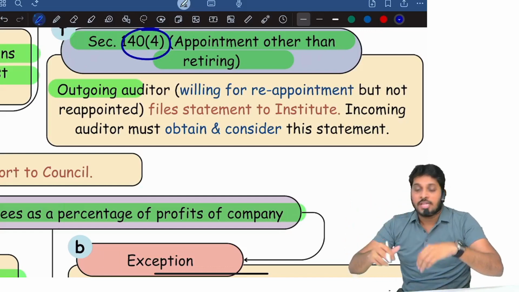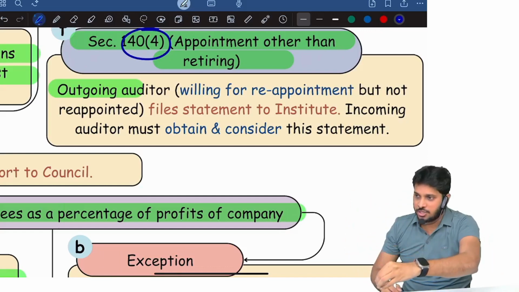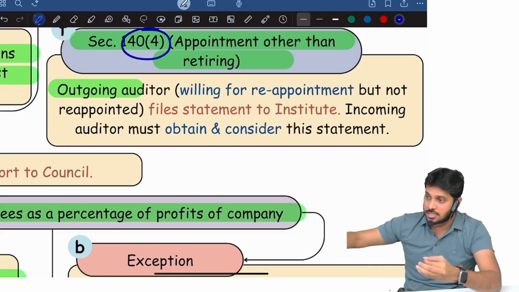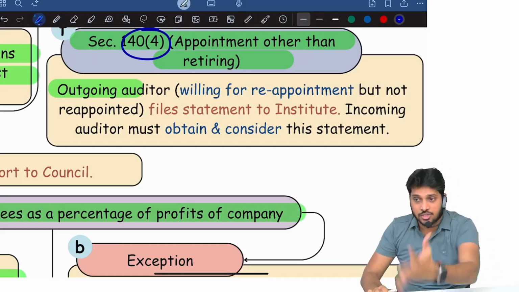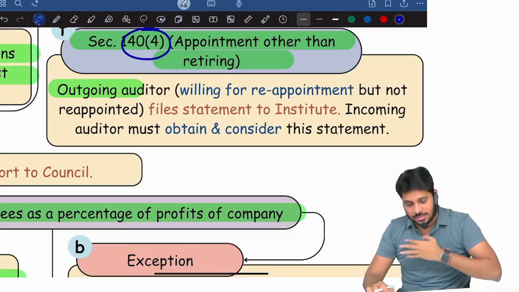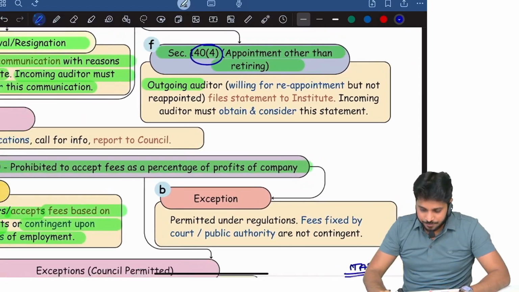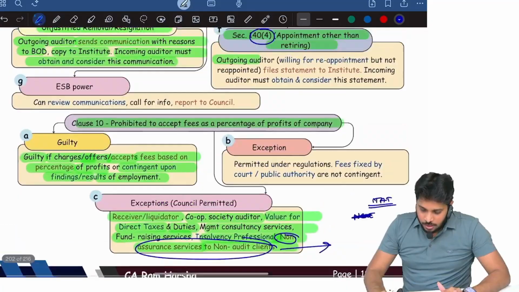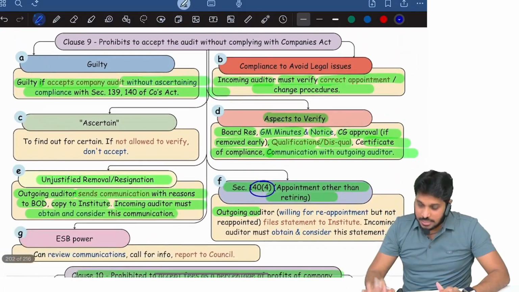Now the outgoing auditor can give a representation to the company. That representation will be distributed to everybody. That representation also the incoming auditor has to consider. That's the meaning here. Next. Then that's about clause number 9.